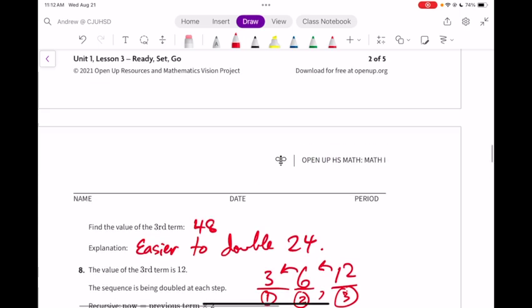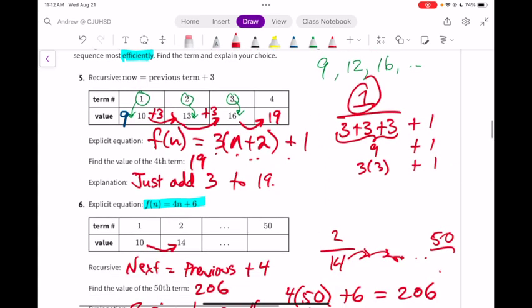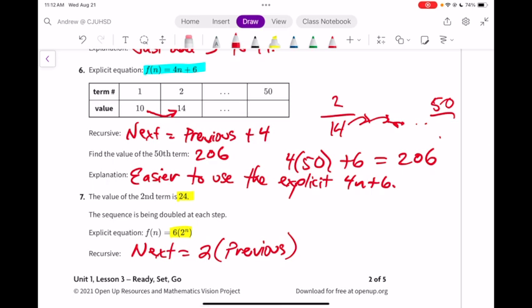So it seems like when you're just right next door to the next number, it's better to use the recursive function. But if you need to find a number that's far away, then let's use the explicit function.